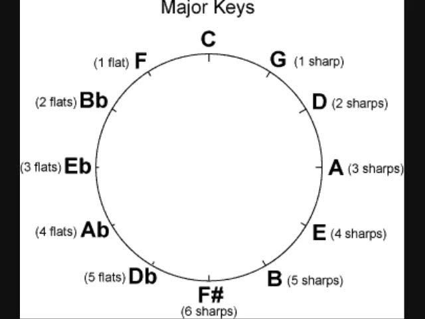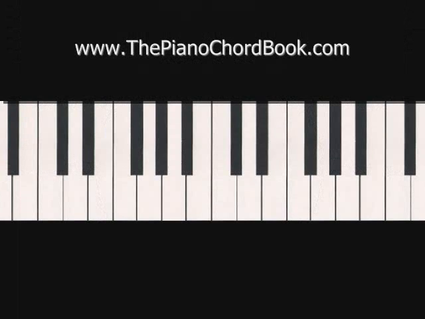Notice at the top of this circle is the letter C. Now as we follow the circle around clockwise, you can see the next letter is G, and then from there we go to the letter D. But what exactly does that mean? Let's take a look at what this looks like on the piano keyboard to get a better idea.